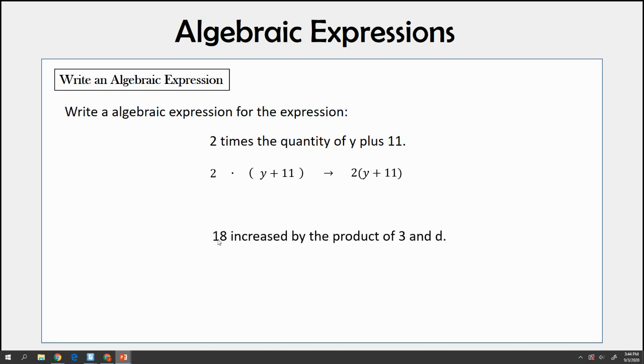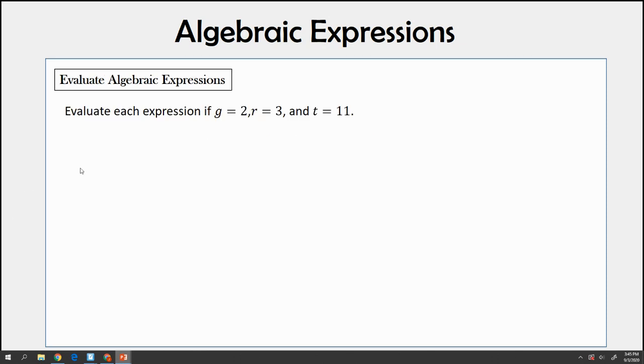How about this one? 18 increased by the product of 3 and d. So 18 increased by, addition, the product of. So the product of means the next two things have to get grouped together. So we're going to group the product of 3 and d, 3 times d. Now if I simply write this a little differently, I can write 18 plus 3 times d, because remember, order of operations says I'll do multiplication before addition. So the order of operations is holding these two together for me because it comes before addition. I didn't necessarily have to have the grouping symbol here because order of operations took care of it.